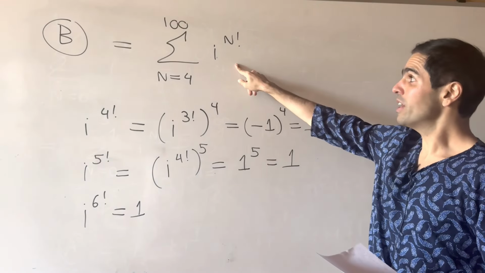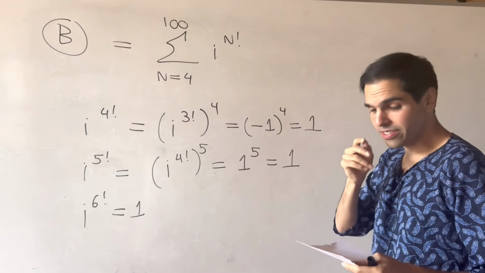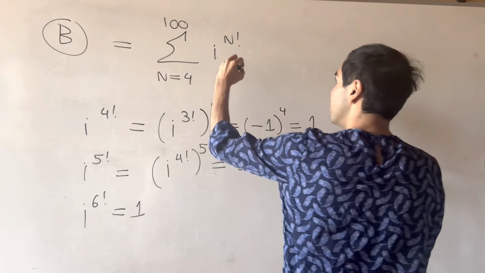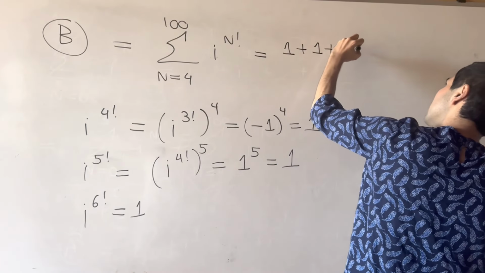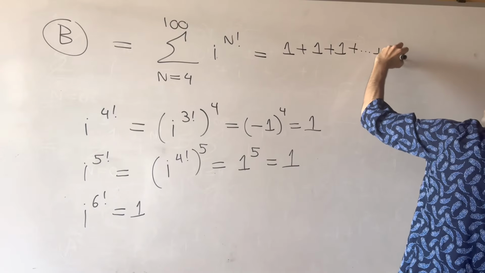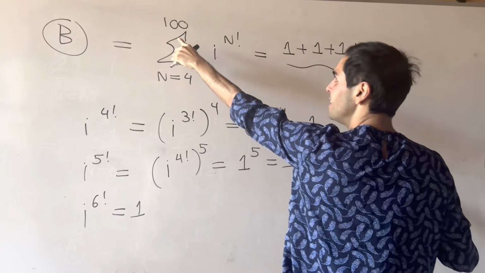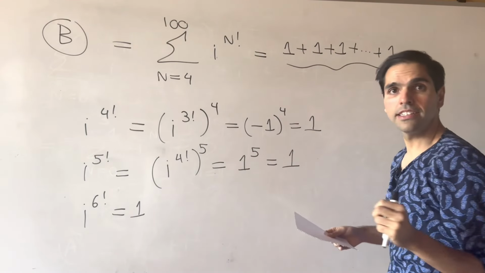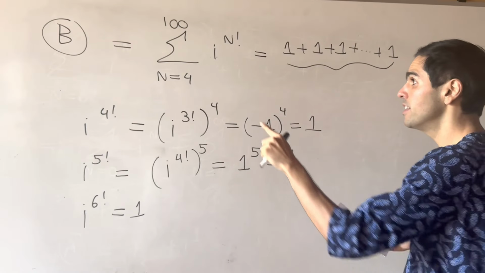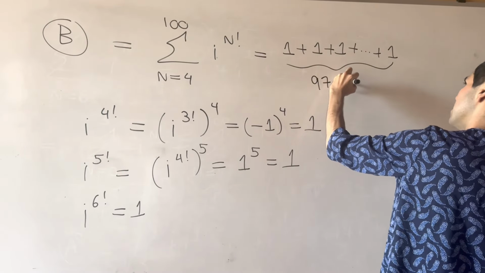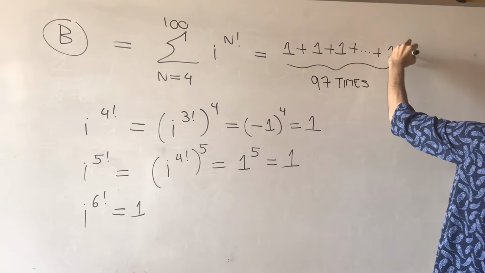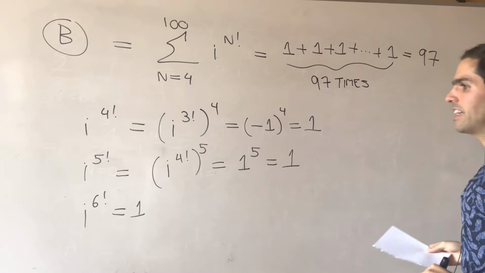So in the end, what is this sum? It's just the sum of 1s. So that is 1 plus 1 plus 1 plus, and so on, plus 1. How many times? 100 minus 4, which is 96, but then plus 1, which is 97. So that is 97 times, which is 97.